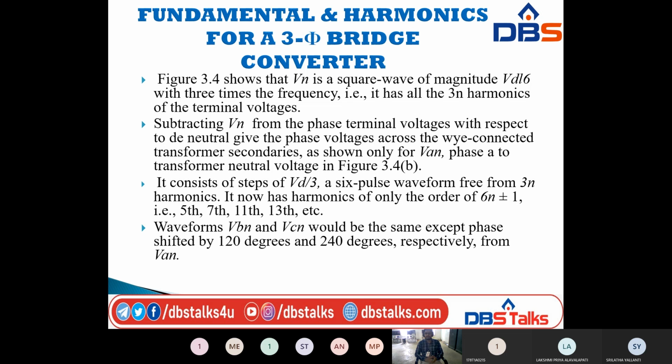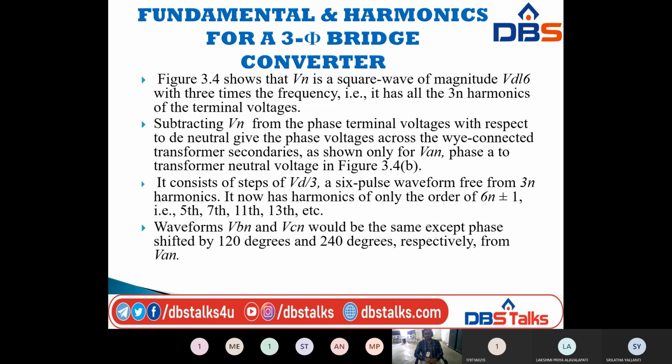So it consists of steps of Vd by 3, a 6 pulse waveform free from 3n harmonics. Already I said that from the figure, Vn is a square wave of magnitude Vd by 6 with 3 times the frequency. So it is a 6 pulse waveform free from 3n harmonics. It now has harmonics of only the order of 6n plus or minus 1, that is, 5th, 7th, 11th, 13th, etc.